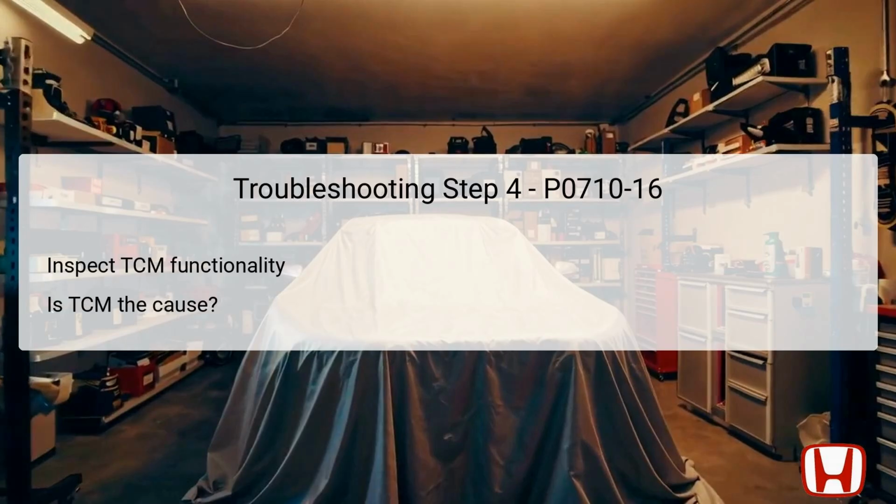The final troubleshooting step requires a detailed inspection of the TCM to determine if it is functioning correctly. If the prior tests indicated normal conditions for both the transmission fluid temperature sensor and wiring, it's reasonable to suspect the TCM itself may be the source of the DTC P0710-16 fault. This module is essential for processing sensor information and making changes to the transmission's hydraulic pressures and shift points. A malfunctioning TCM could result in incorrect adjustments and operational inefficiencies.